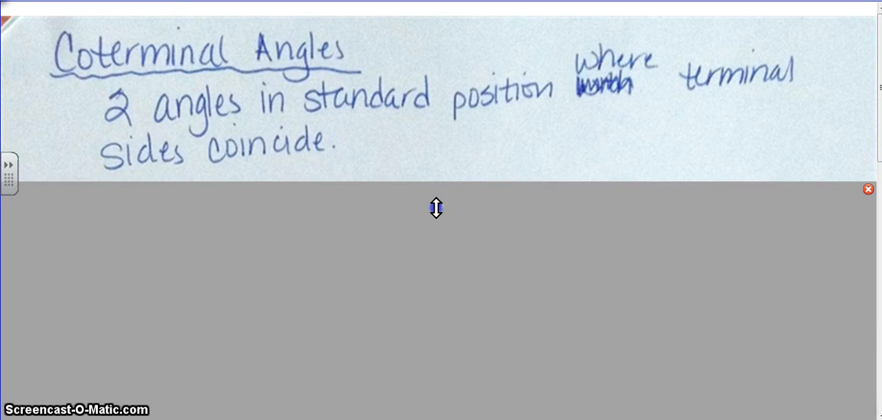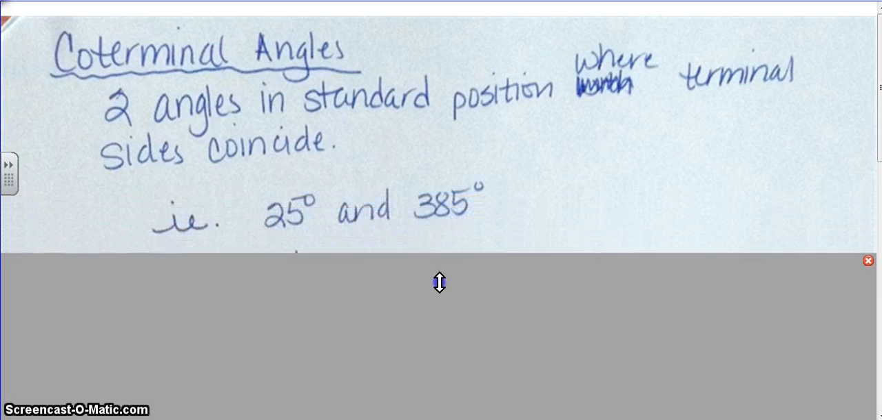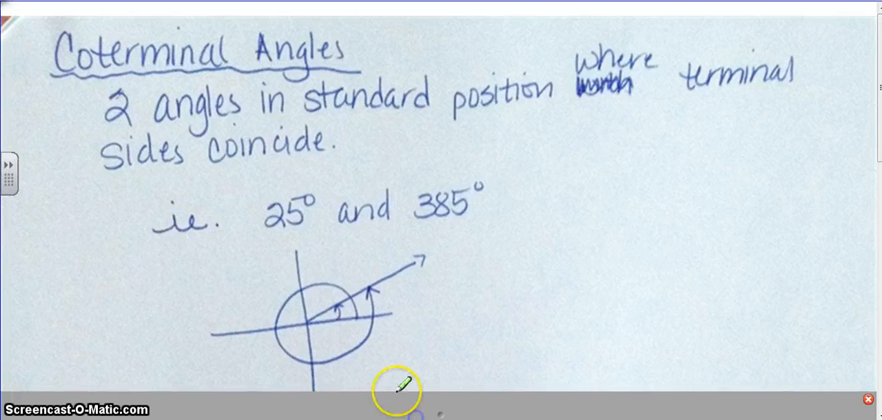Remember, standard position means that your positive x-axis is your initial side. So another example of this is 25 degrees and 385 degrees. For 25 degrees, here is my initial side, there's my terminal side, and I go just this far. If I'm looking at the 385 degrees, again I start with the same initial side. I go once all the way around the circle and then continue another 25 degrees until I get this terminal side.